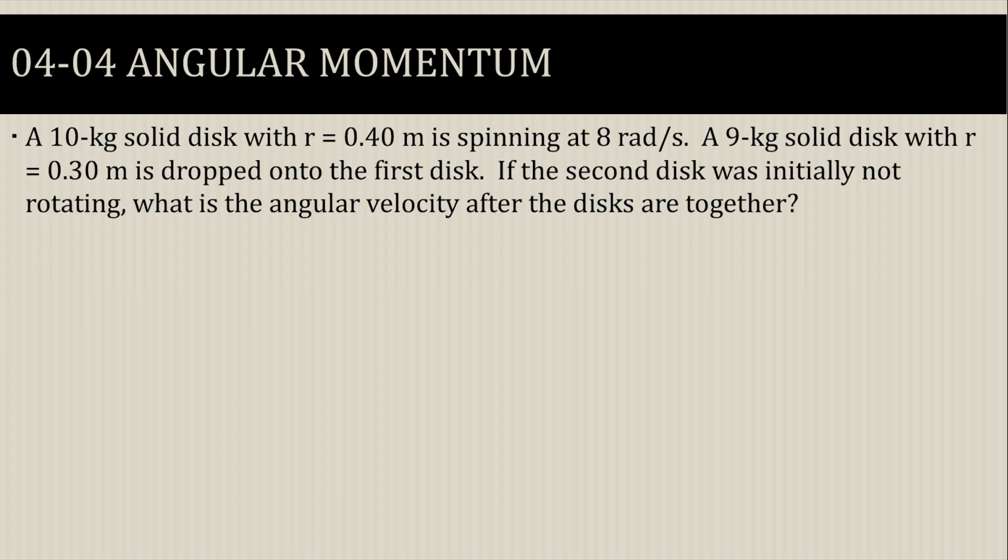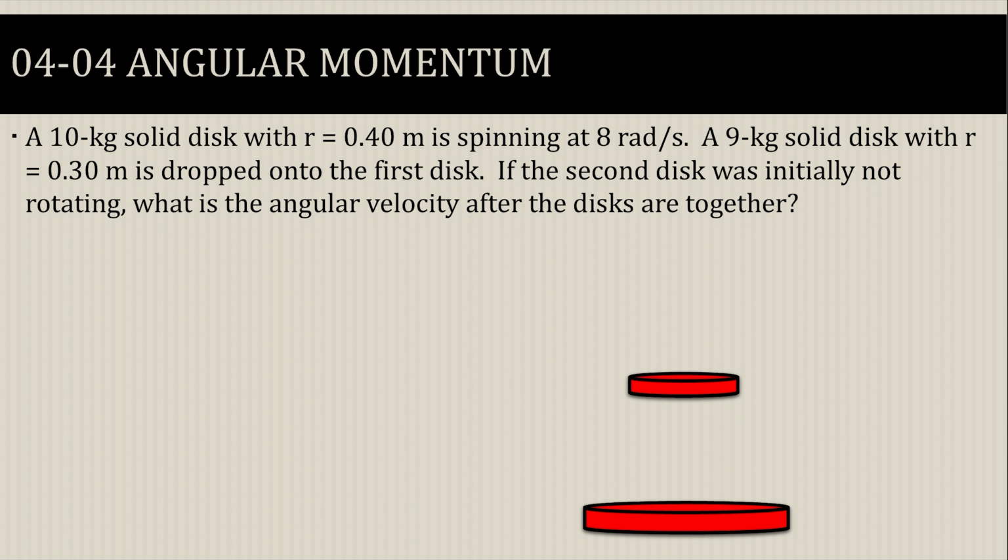A 10 kilogram solid disk with a radius of 0.4 meters is spinning at 8 radians per second. A 9 kilogram solid disk with a radius of 0.3 meters is dropped onto the first disk. The second disk was initially not rotating. What is the angular velocity after the disks are together? So there's the bigger one, and there's the smaller one, and it falls down and lands on it.